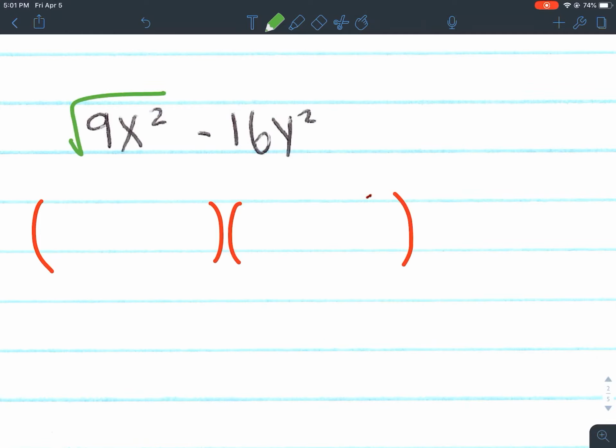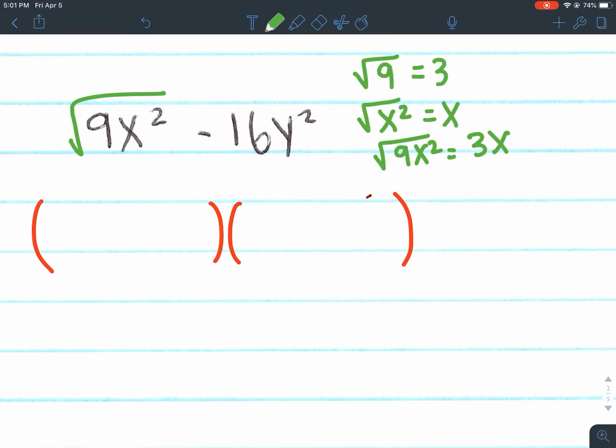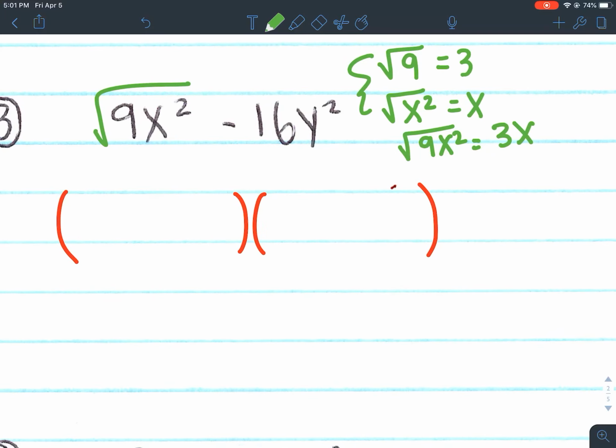Okay. Square root of this one, so square root of 9 is 3. Square root of x squared is x. So I'm going to put a 3x in that one, right? 9x squared. This part is just the long part of that. So I'm doing it each part separately in case that confuses you. So 3x goes in the front.